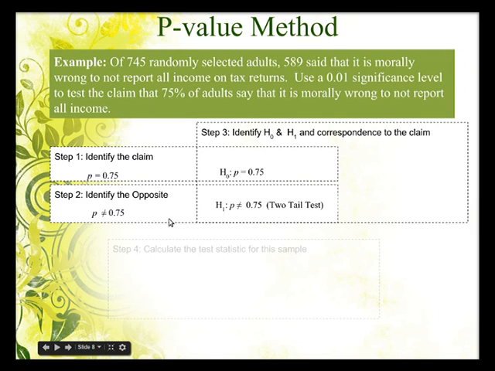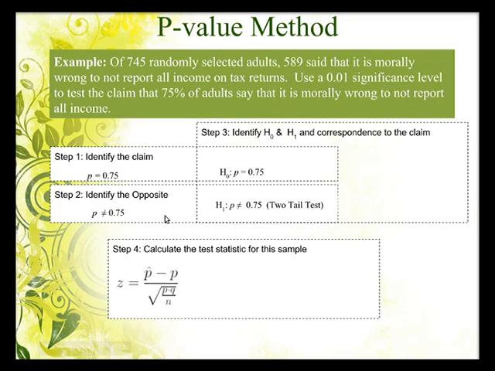Step 4 then is to calculate the test statistic for this sample. So I'm going to throw everything into my test statistic formula. P hat I'll get from the 589 who said that it is morally wrong divided by 745 randomly selected adults. P in this case is 0.75, which makes Q 0.25, and N of course is 745. So throw all this into the formula and we get approximately 2.56.